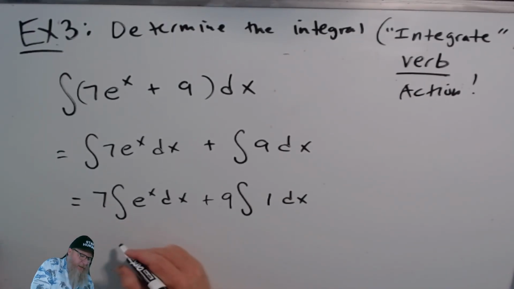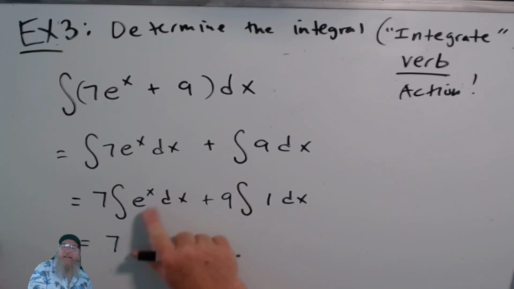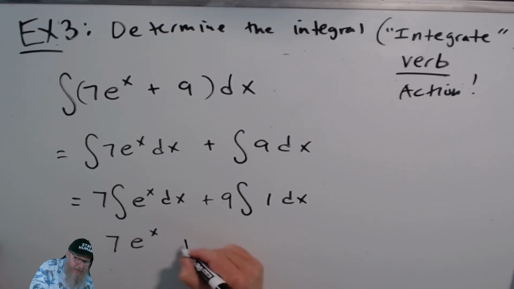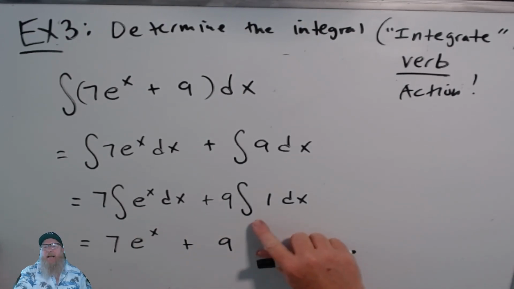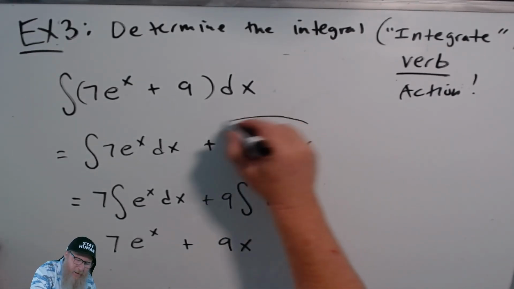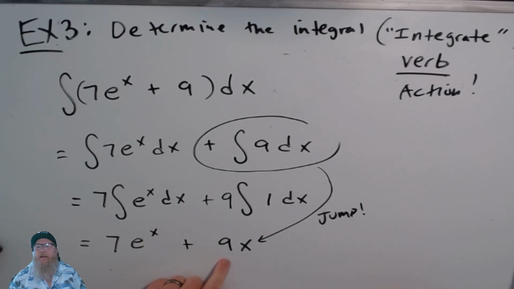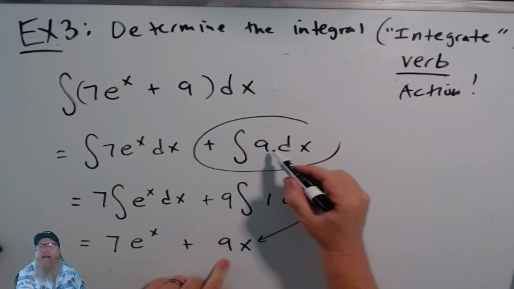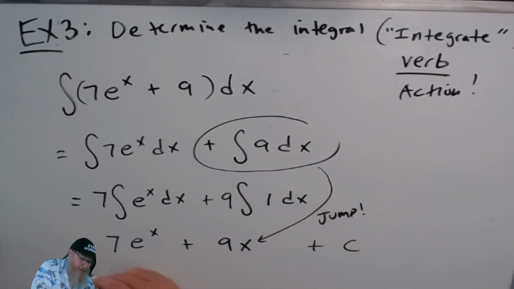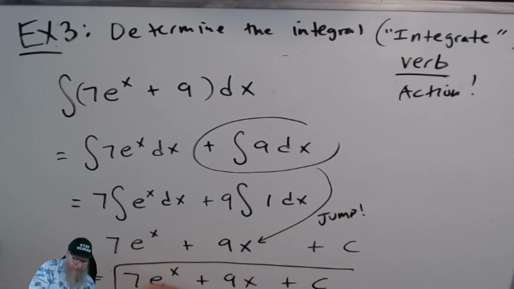All right. Now remember, this is one of those special cases. The derivative of e to the x is e to the x. So therefore the antiderivative is also e to the x. And then the antiderivative of 1 is just x. Normally I skip this step and I just jump right to here. So I say the integral of 9 with respect to x is 9x. All right. And then don't forget your plus c. So your final answer is 7 e to the x plus 9x plus c.